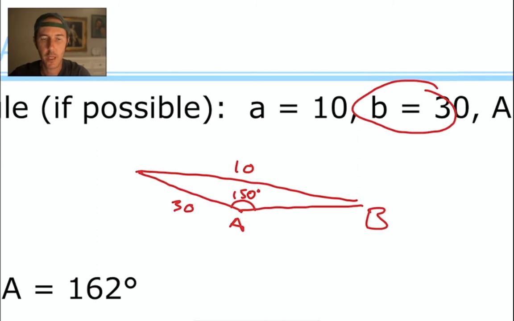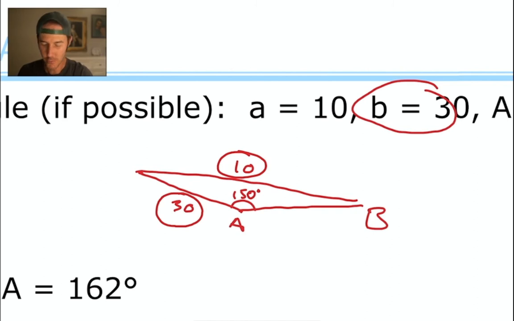If that 150 degree angle measure is pretty accurate, and then I've got this side length of 30, let's say that that's accurate. Based on that side length of 30, does this 10 look like it's about a third of the length of the 30 unit long side? I don't think so. Side A is supposed to be shorter than side B.